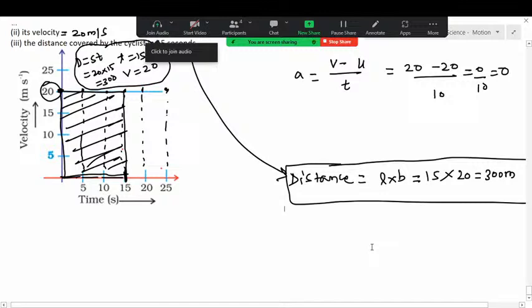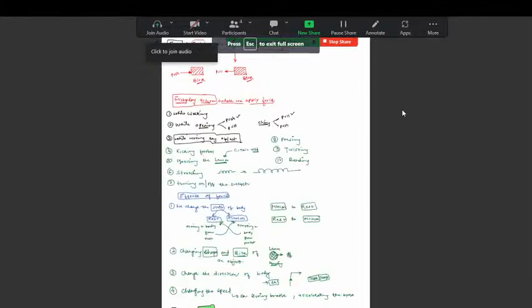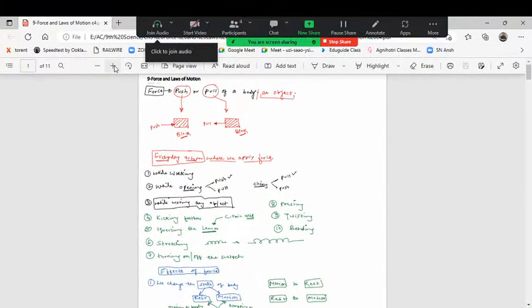Okay, all right. We have completed this chapter, motion, so far. Now it's our turn to consider the new topic, that is force and laws of motion. You can put the heading. It is force and laws of motion.